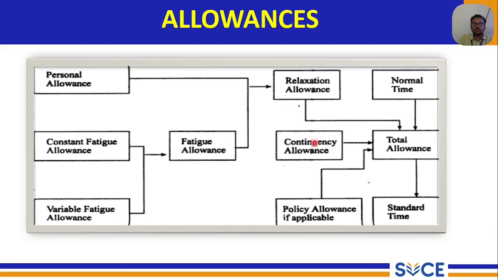Once the relaxation allowance is done, then you go for contingency allowances, depending upon the industries, and the policy allowances if applicable. Again, on a case to case basis, if an industry sees that the worker policy does not have any scope of providing allowances to the worker, then this can be ignored. So your contingency allowances and relaxation allowances, put together with your standard time and normal time, will determine how much total allowance you need to give to a worker. Providing allowances is a mandatory requirement for any worker involved in doing a job, because without allowances, the worker will break down, which means he will be overburdened and the entire system will collapse.